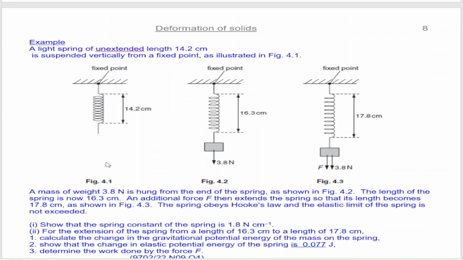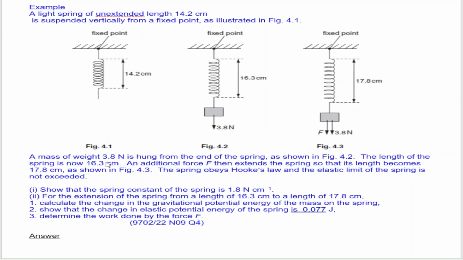Let's look at the examples here. Light spring of unextended length 14.2 centimeters is suspended vertically from a fixed point as illustrated there. There we are. The mass of weight 3.8 newtons is hung from the end of the spring as shown in figure 4.2. The length of the spring is now 16.3 centimeters.